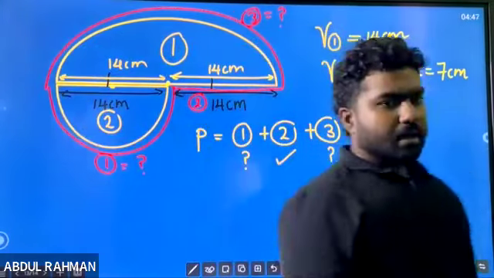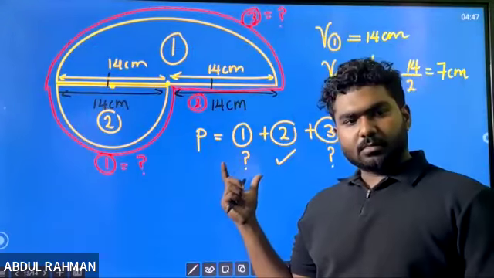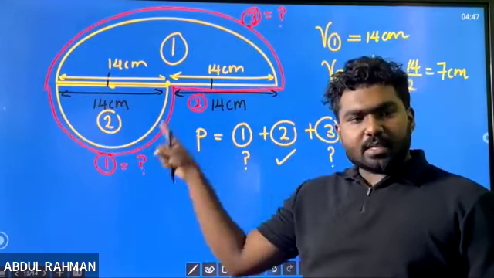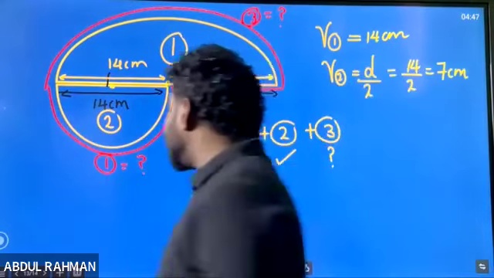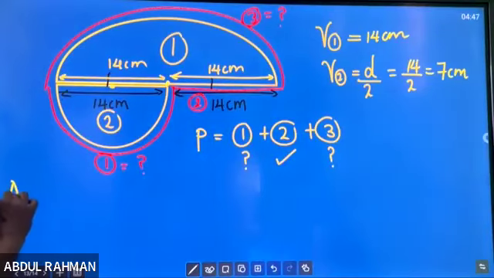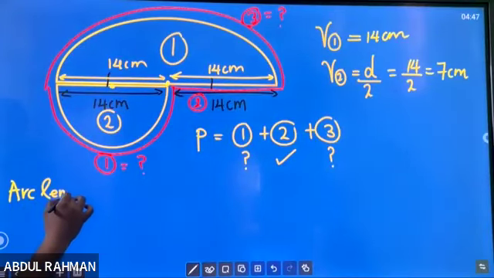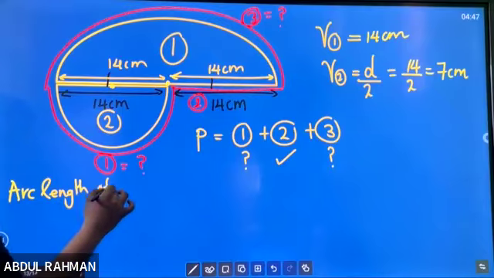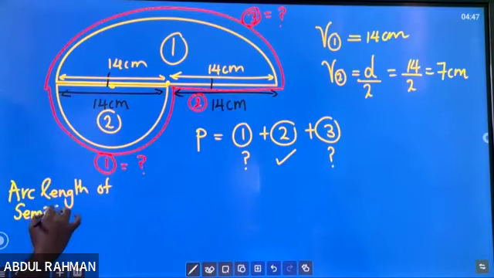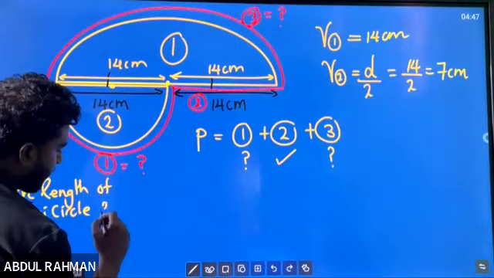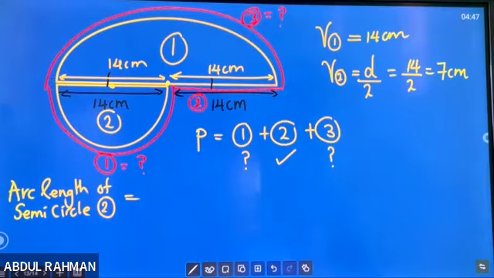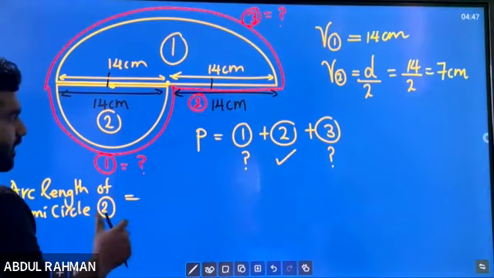Now what is length number 1? That is the arc length of this semicircle, right? Let me find out the arc length of that semicircle. Arc length of semicircle number 2. I'm numbering it just to make sure you guys are understanding it. In exams, you don't need to number it, you can just find it out. Arc length of semicircle number 2.